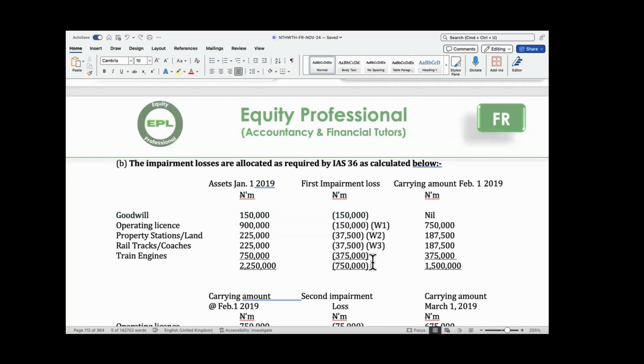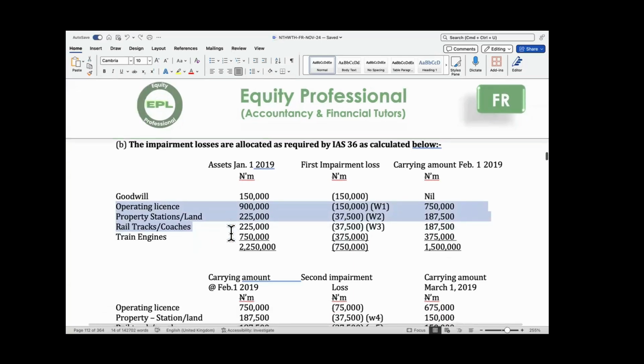But now the impairment loss is 750 that we have. Having given the damaged engine the entire value because it's lost, it's destroyed, we still have more than enough money. So we allocate 150 to the goodwill. Then whatever is remaining, we're going to allocate it to the remaining 3 assets on a pro rata basis, right? And this is the workings for that.